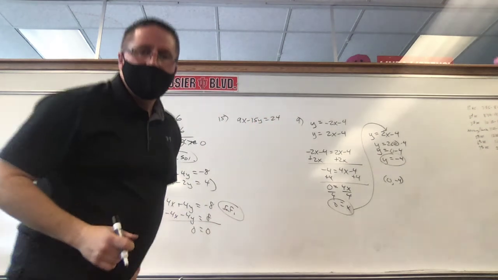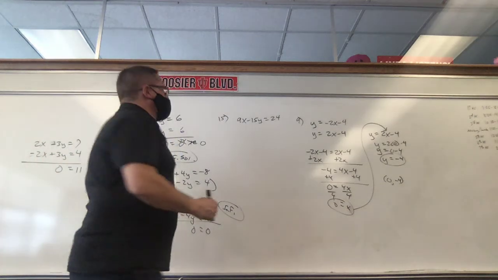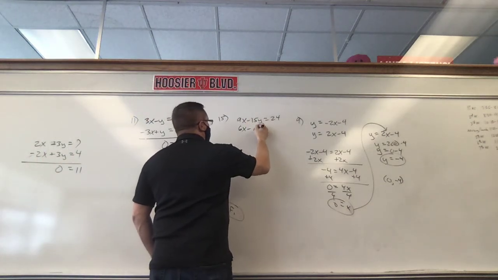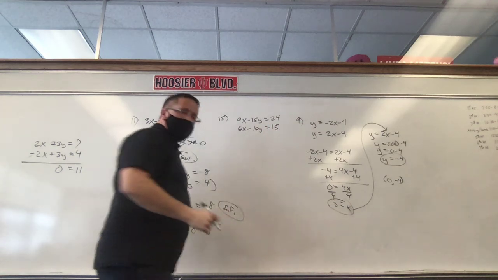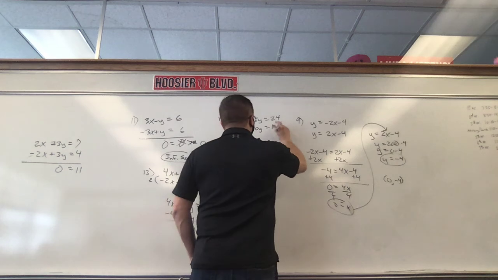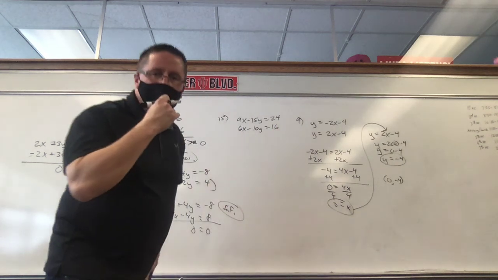So we have 9x minus 15y is 24, and 6x minus 10y is negative 16. Is that a 9? I think 6x minus 10y equals 15. No, negative 16. Make sure you write them out right. If you write them out wrong, it's really hard to get the right answer.